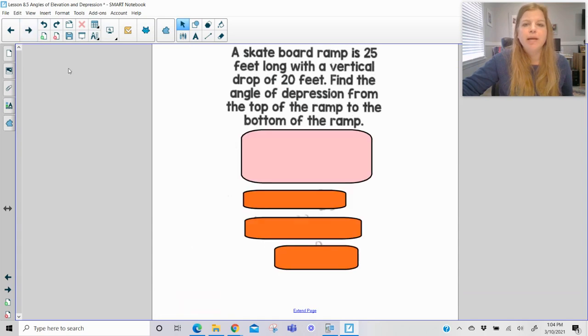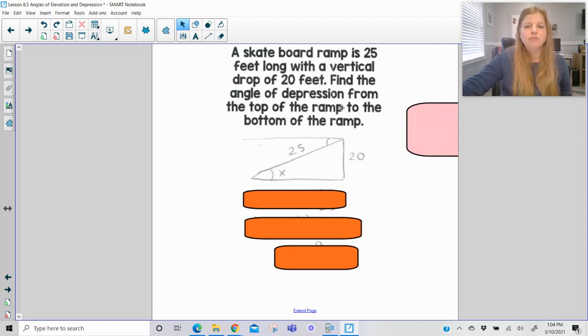Okay, a skateboard ramp is 25 feet long with a vertical drop of 20 feet. Find the angle of depression from the top of the ramp to the bottom of the ramp. So the skateboard ramp itself is 25 feet long. So think about a ramp. That's going to be your hypotenuse. You've got a vertical drop of 20 feet.